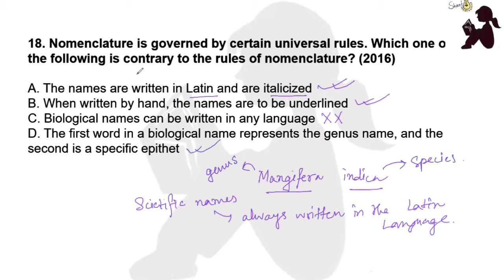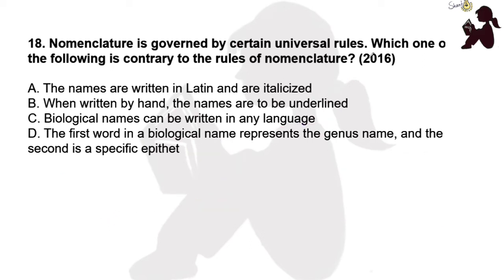So here they asked for the contrary statement. So the contrary statement is option C, which is that biological names can be written in any language. Okay, so this is not true. So the correct answer is option C for this question because this is an incorrect statement. So now the next question.